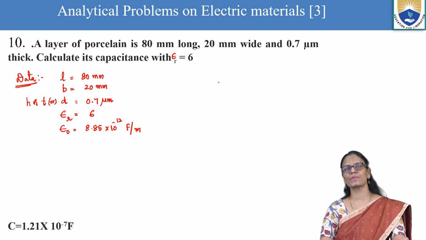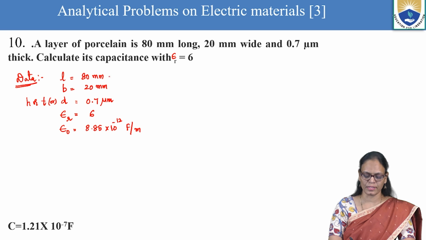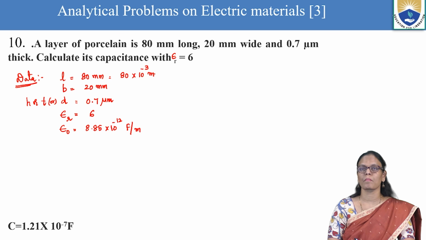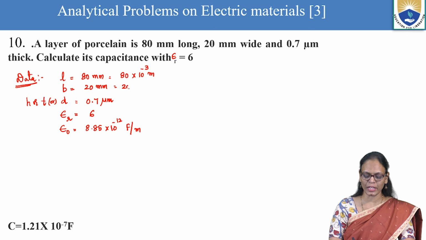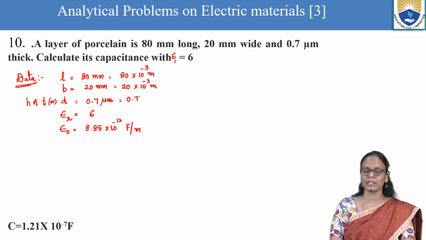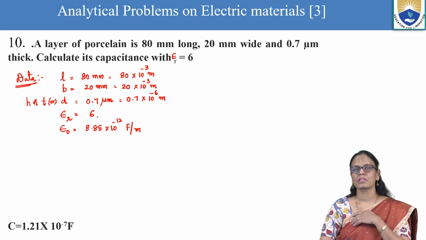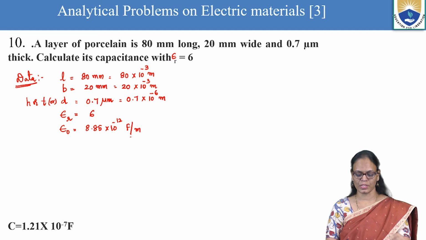So the first thing we'll do is we will convert these millimeters into meters to write everything in SI system. So the length will be 80 into 10 power minus 3 meter. Breadth will be 20 into 10 power minus 3 meter. And the thickness is given in micrometer. 1 micrometer is how many meters? 10 power minus 6 meter. And epsilon r is equal to 6. Epsilon naught is a constant.